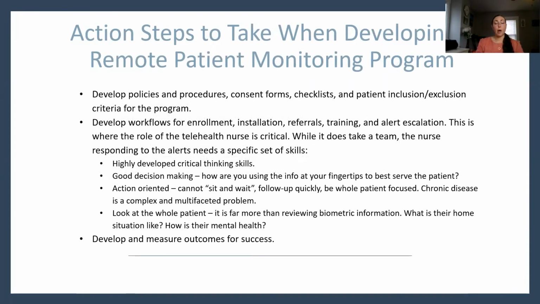Lastly, developing policies and procedures, consent forms, or a consent process if it is done verbally, checklists, and patient inclusion and exclusion criteria will be really important for a successful program. Inclusion criteria can include patients who are diagnosed or at risk for multiple chronic conditions, are high utilizers of the overall healthcare system, and they can demonstrate the ability to use the equipment, have adequate home internet, and agree to communicate frequently with their care team.